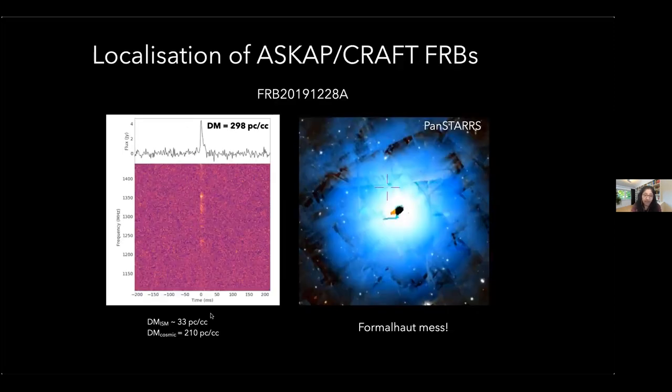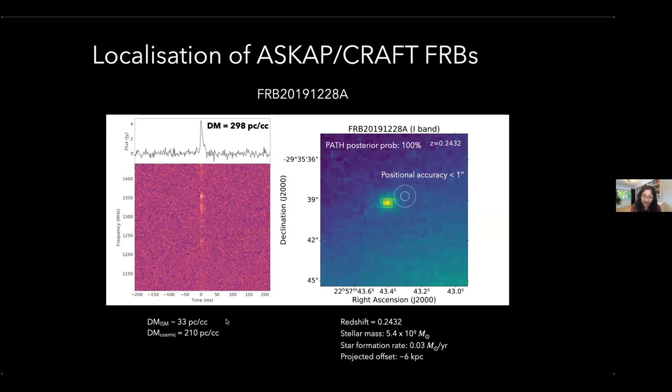Moving forward, the next FRB was 191228, which was discovered during CRAFT observation with ASKAP at 1.2 gigahertz. It has a DM of about 298 parsec per centimeter cubed, and offline interferometric analysis led to the localization of this burst. And guess what? The FRB sightline seemed to accompany this lonely star, Fraunhofer. Thanks to the heroic efforts of our colleagues within our collaboration, we were able to get rid of most of the glare from this star and saw the host for the very first time in the VLT FORS2 images. We are again confident about this association with a PATH probability of 100%.